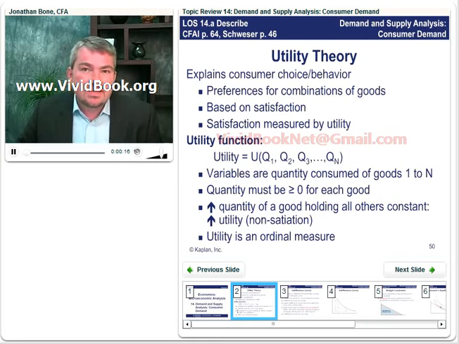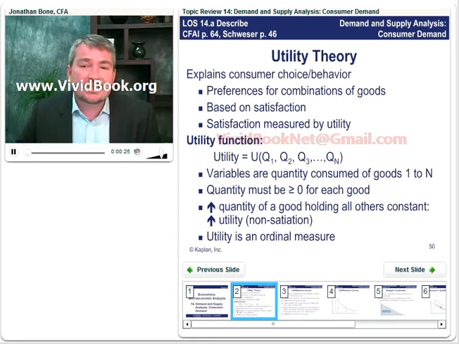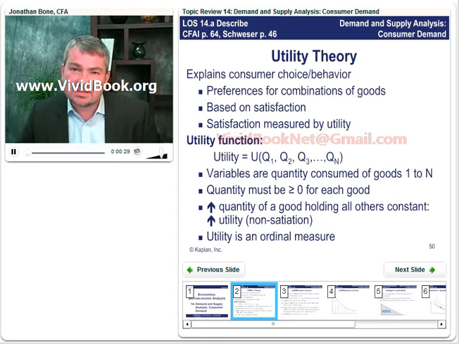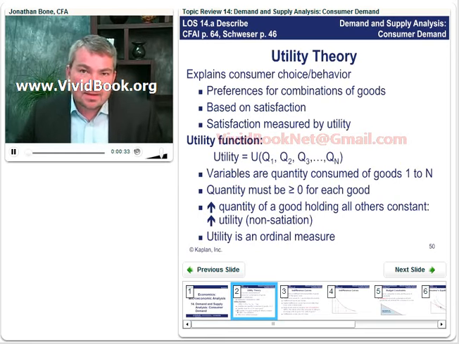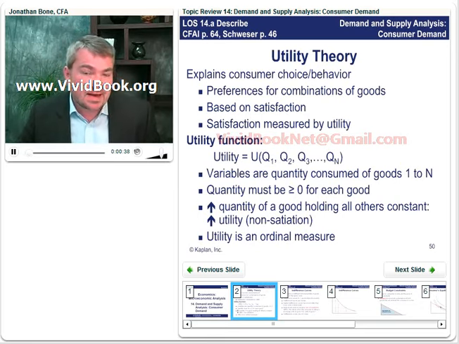Now, the idea is utility theory explains consumers' choices or behavior, in particular by looking at preferences for combinations of goods based on the satisfaction. So you can think of utility as the satisfaction you gain from consumption of goods, the benefit, the joy, if you like. So utility is our measurement of satisfaction.